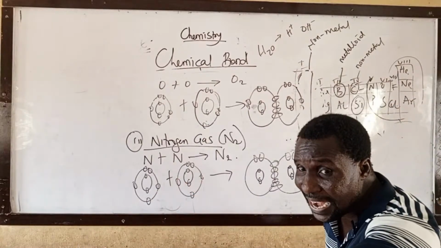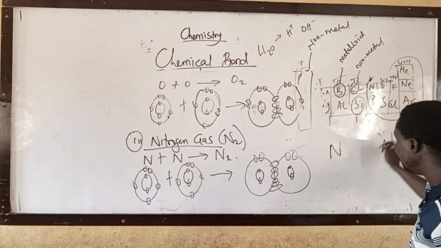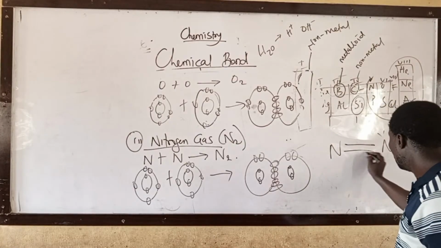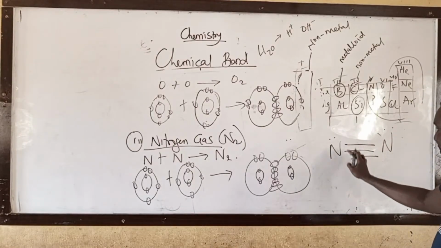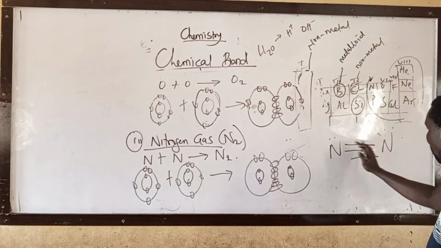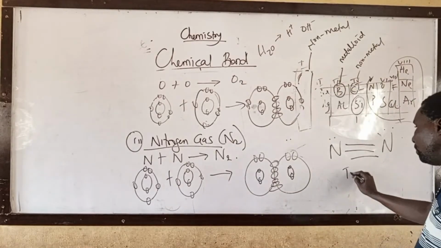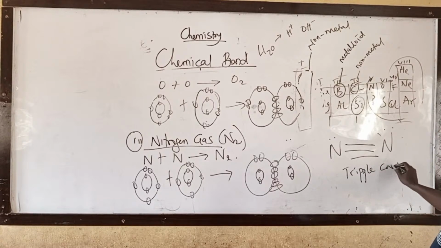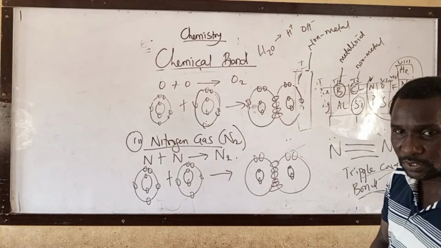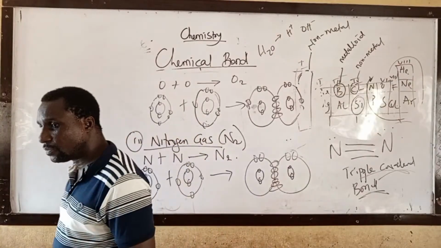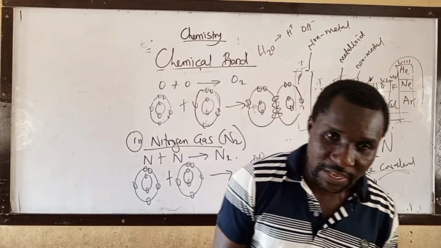And I told you, two electrons that are shared make one line. That means how many lines are we going to have in this one? Three lines. 1, 2, 3. Then these two, how many electrons? 1, 2, 3, 4, 5, 6, 7, 8. For this one, 1, 2, 3, 4, 5, 6, 7, 8. Therefore, nitrogen, is it single, double, or triple? Triple covalent bond.